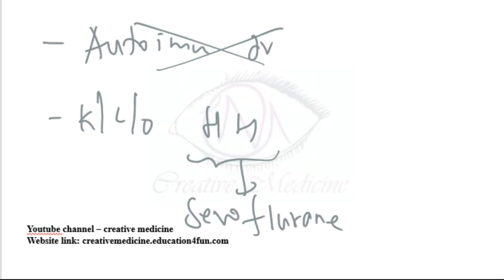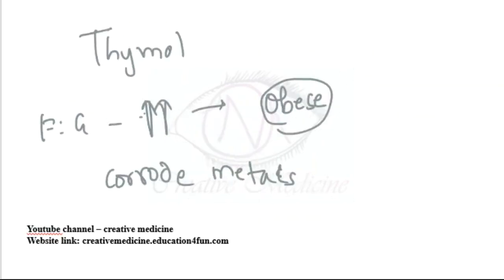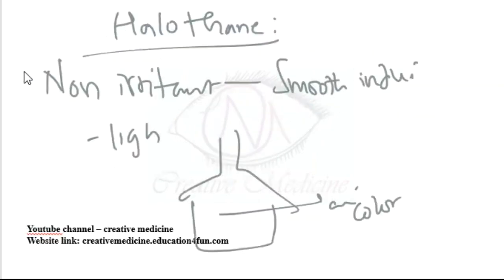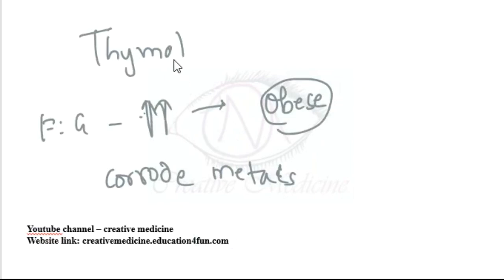Summary. Halothane is a non-irritant and thus it results in smooth induction. It gets decomposed by the light, so it is stored in amber colored bottles. The preservative used for halothane is thymol. It can corrode the plastics and the metals. It has maximum fat gas coefficient, so it gets accumulated in obese patients.